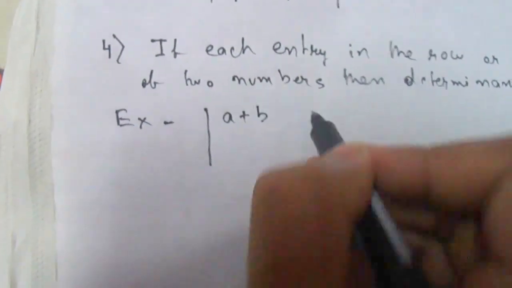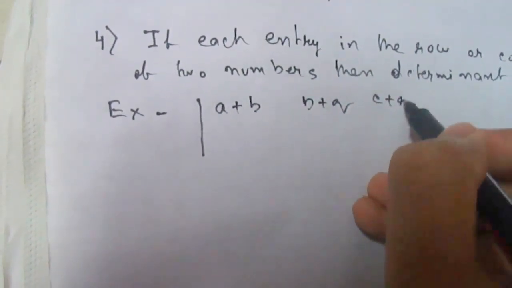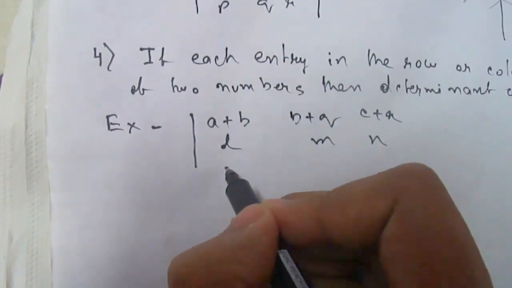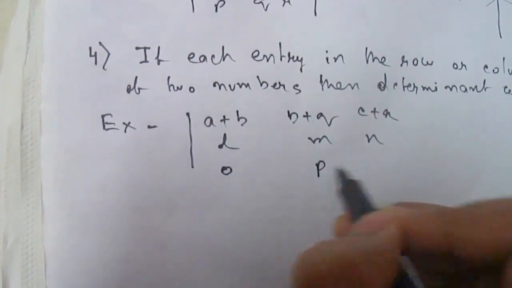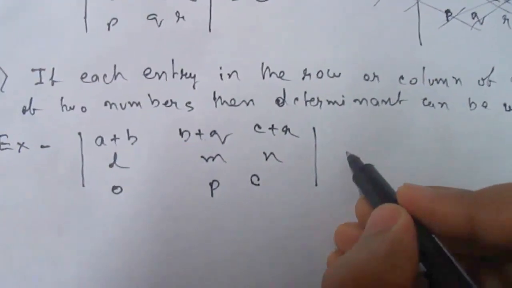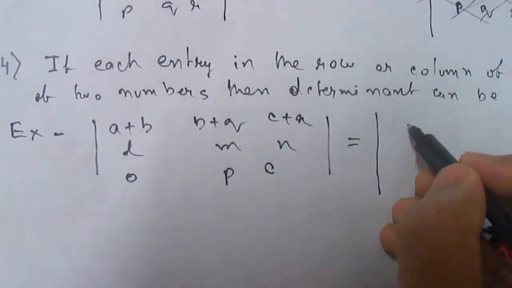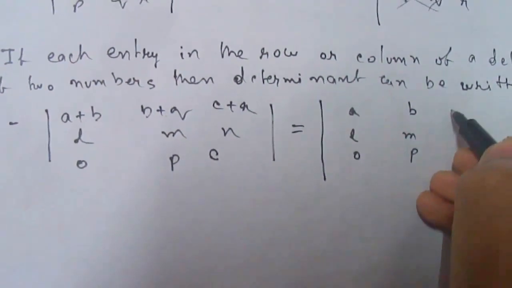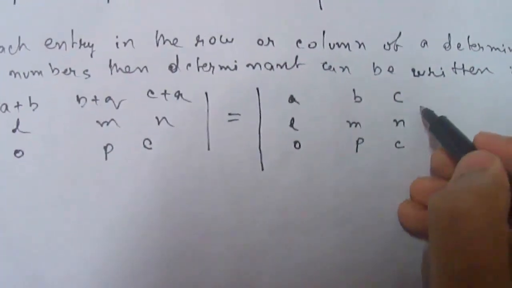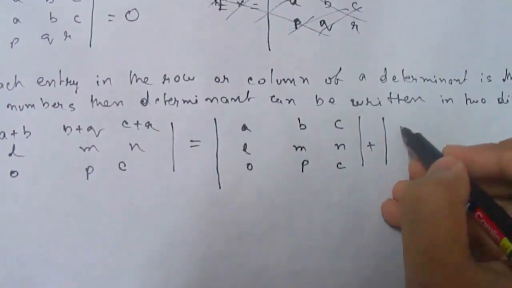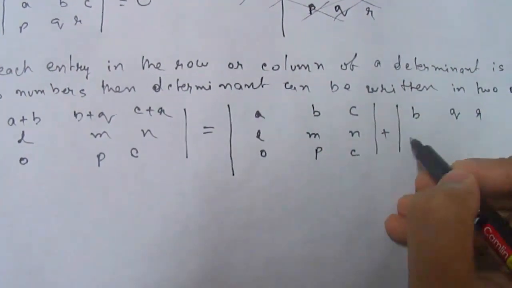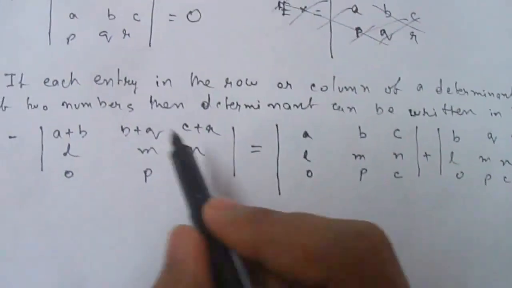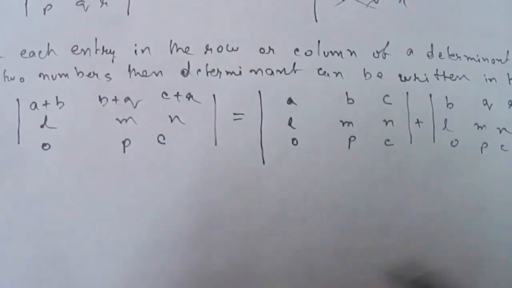Take the determinant with first row a plus x, b plus q, c plus r, and the other rows l, m, n and o, p, c. So we can write this determinant in two forms: one with first row a, b, c, plus another with first row x, q, r, each with rows l, m, n and o, p, c. We see that the determinants are separated.